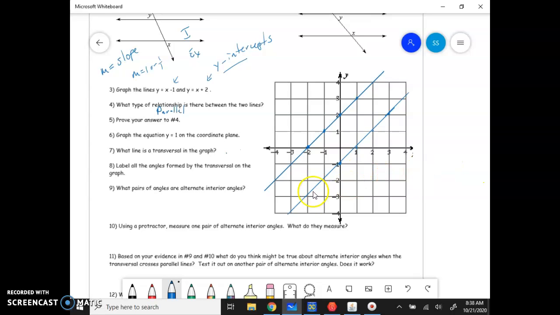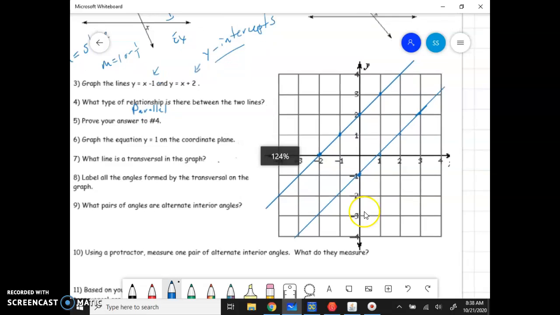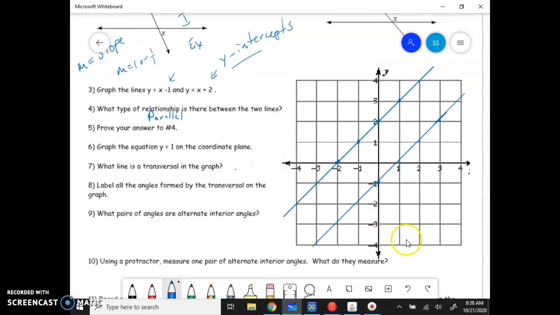Okay, number 5 says prove your answer to number 4. So even though they look parallel, we can actually prove it by just saying that they have the same slope. Because if two lines have the same slope, they are parallel. Okay, all right, number 6.